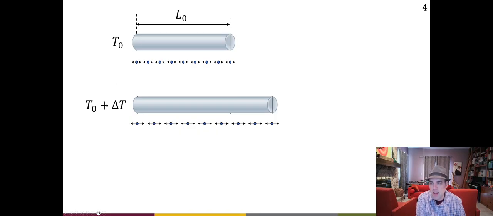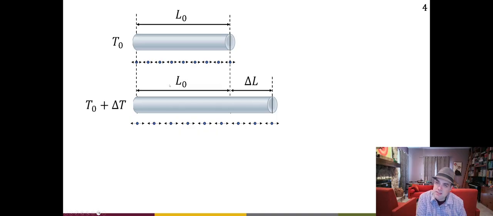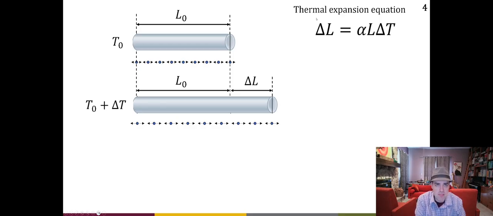So now we've heated it up by a certain amount of increased temperature, delta T. What that means is that it's also increased in length by delta L. This isn't added on; think of a rubber band stretching out. There's an equation we can use to solve for delta L, and that is called the thermal expansion equation. The increase in length is equal to alpha, the coefficient of linear expansion, times the original length, times the change in temperature.